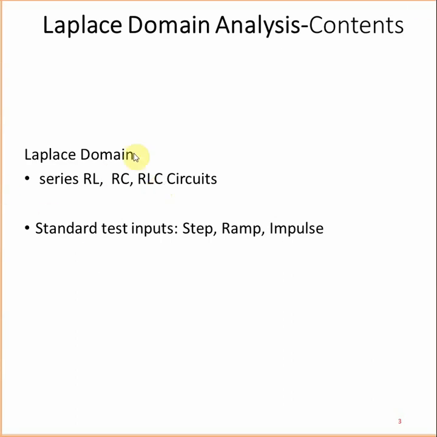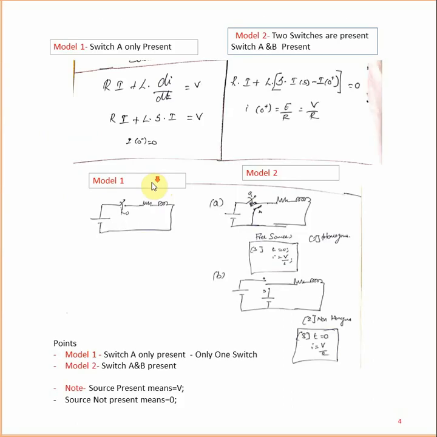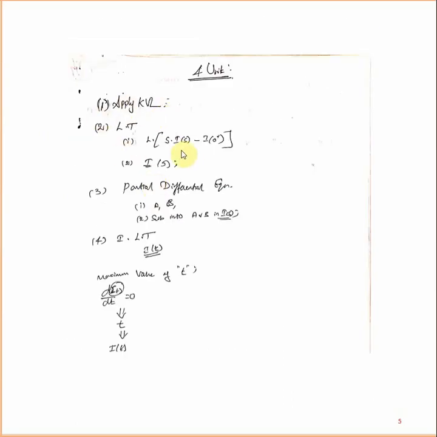So let's go ahead with the Laplace transform method, the Laplace domain method, to solve the RL circuit, RC circuit, and RLC circuit. To get the same i(t) value, how many steps? It is also only 4 steps. Step number 1 is the same: apply KVL. Step number 2: Laplace transform. Step number 3: partial fractions.